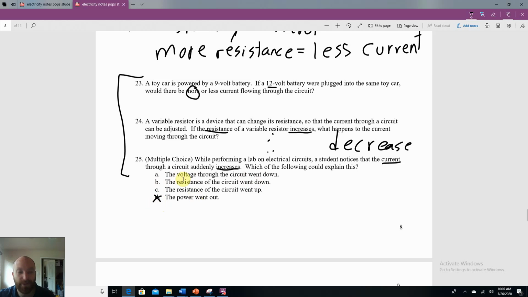Okay, so the current increases. Let's talk voltage first, because that's answer choice A. Alright, the voltage went down. That means we're pushing less. Would that result in more current, or more electricity? I don't think so, right? Because if you want more electricity, you should push harder. So I don't think A makes sense.